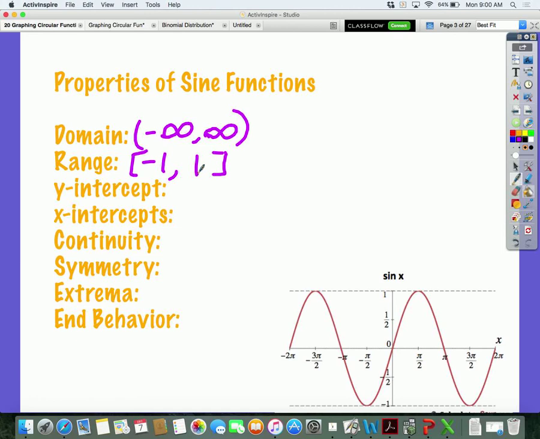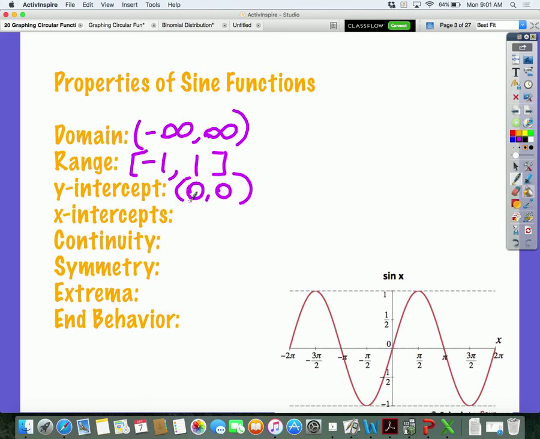Brackets, they're included. There is a y-intercept. What's the y-intercept of your sine function? 0, 0. We do have an x-intercept at 0, 0, but we also have x-intercepts where else? At pi, negative pi, 2 pi, negative 2 pi, and actually we have a few more after those. What do you think the next one's going to be? 3 pi, 4 pi, 5 pi, 6 pi, 7 pi, 8 pi, negative 3 pi, negative 4 pi, negative 5 pi, because it's going to continue, right? Because the domain is negative infinity to infinity, so at every single pi, you're going to have an x-intercept.